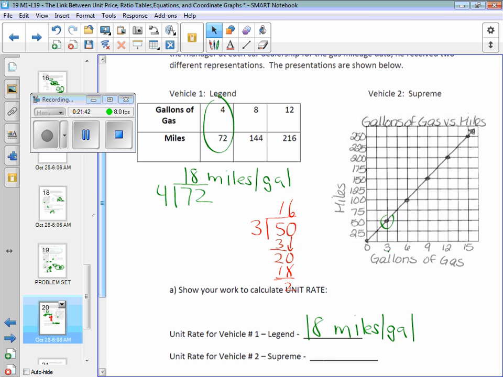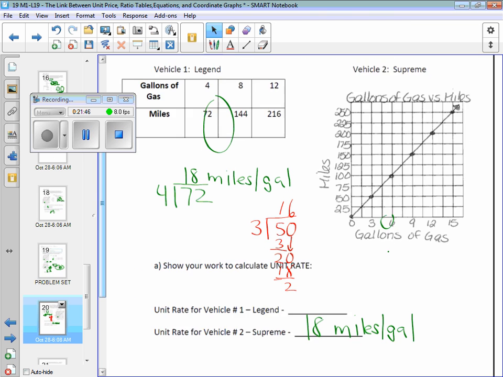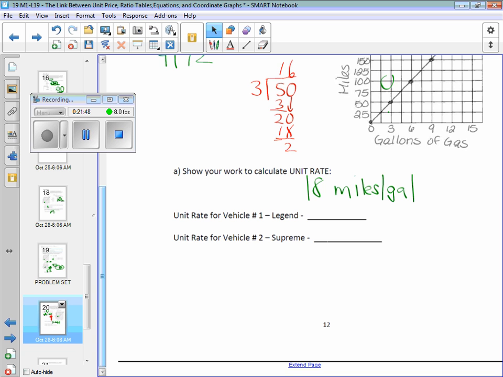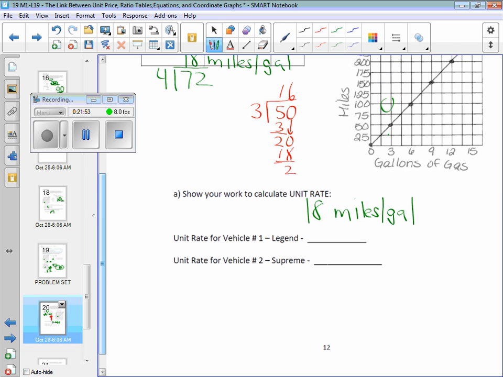Got to bring down another 0. This is really 50 with a decimal. 3 into 20. Three into 20, and it repeats: 16.6. We put a bar above that first number that repeats to show that it goes on forever.